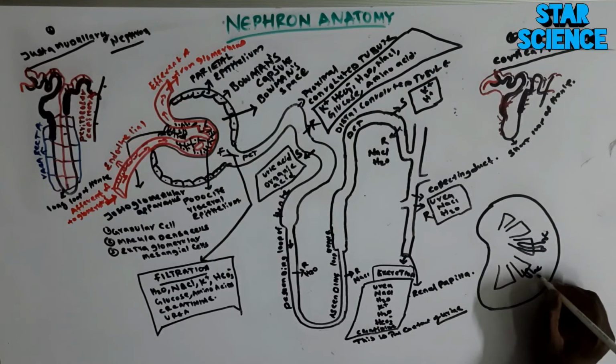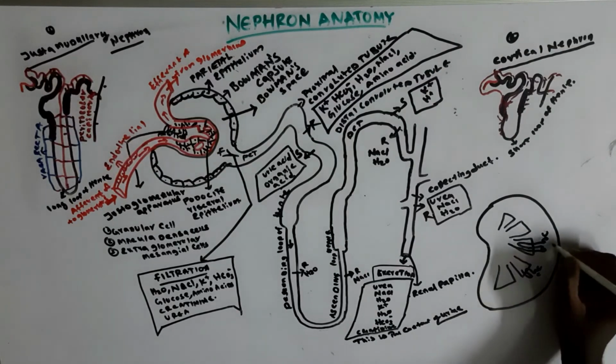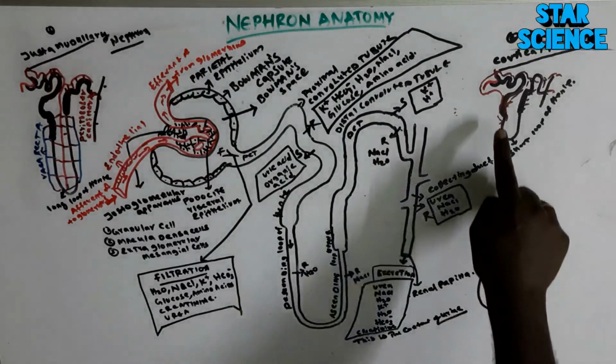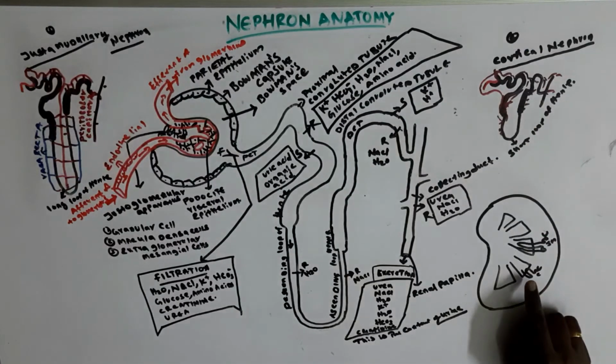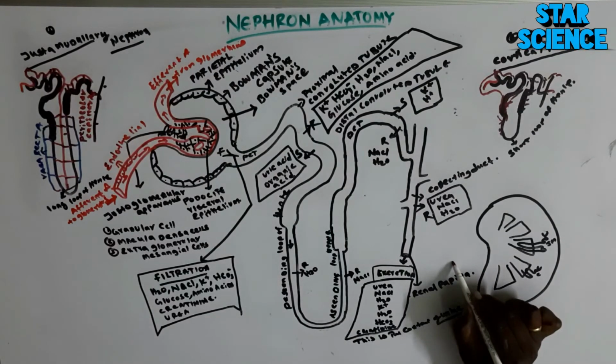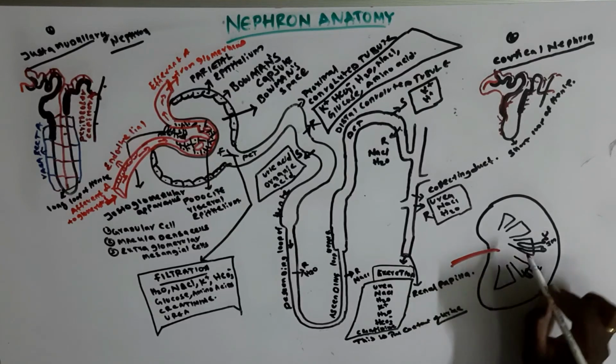So when there is a long loop of Henle, it enters into the renal pyramids, whereas a cortical nephron, because of its short loop of Henle, does not fully enter into the renal pyramids. So these are the two differences. I hope this is very clear to you.